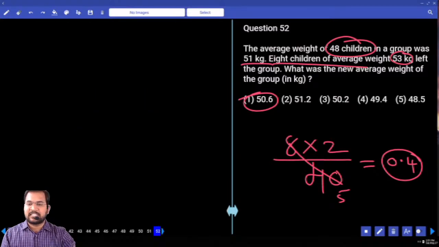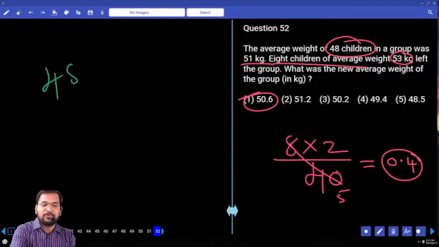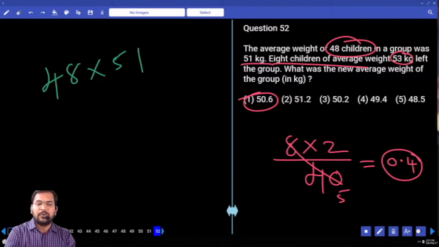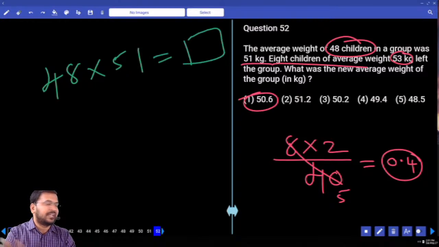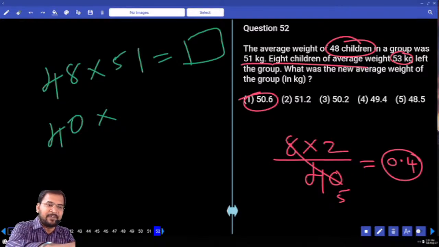We will calculate 48 into 51. It will take some time. Are you clear? Next, 8 students are left in the class. Remaining are 40, and 8 left, right?